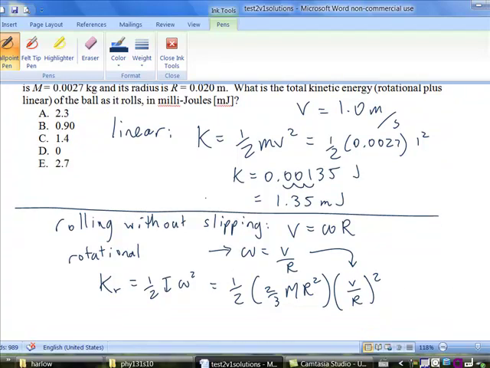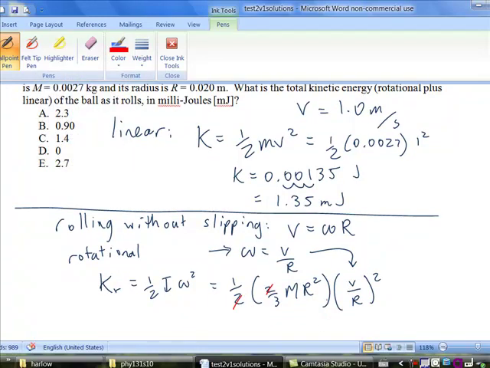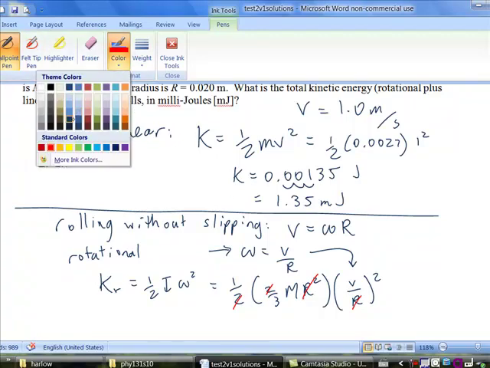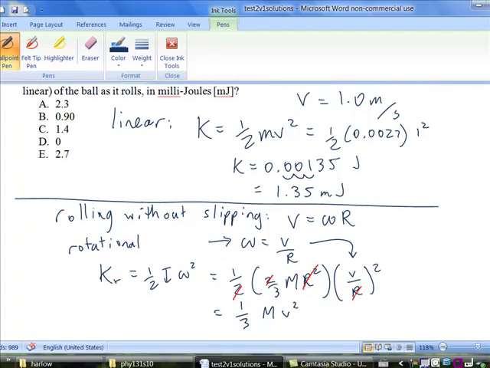So let's simplify that. What will happen is the 2's will cancel, the r squareds will cancel, and we will have 1/3 times m on the top times v squared. So instead of 1/2 mv squared, it's 1/3 mv squared. That's kind of interesting. Plugging it into my calculator, I got 0.90 millijoules.